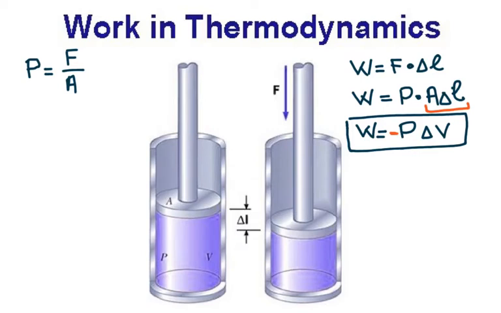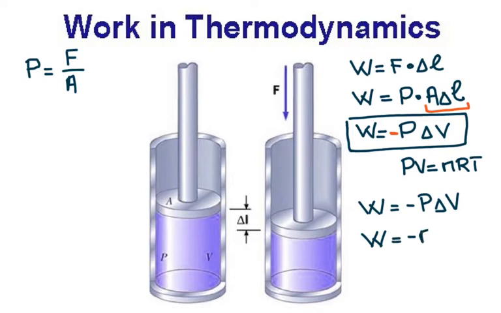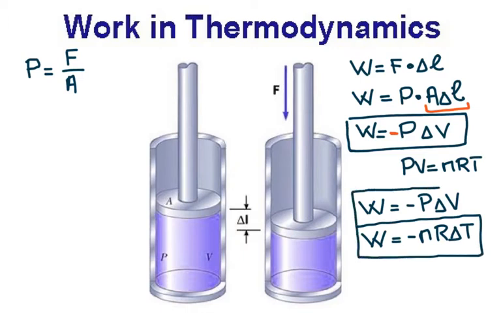And in here also, PV is equal to nRT. So you could also write that the work is equal to negative P delta V, or the work is equal to negative nR delta T. Either one of these formulas could be used to calculate the work done on the gas or by the gas.